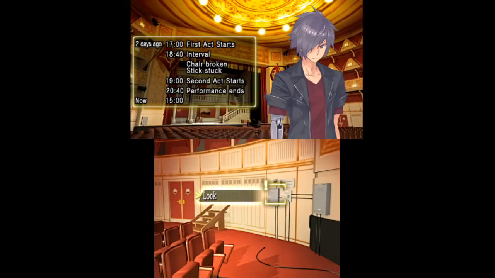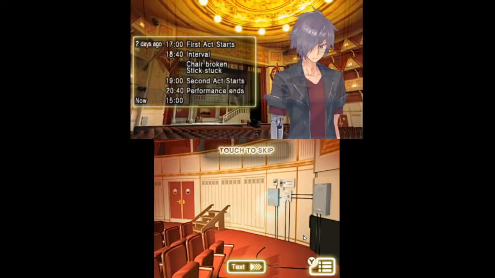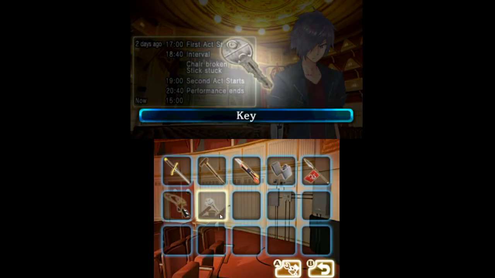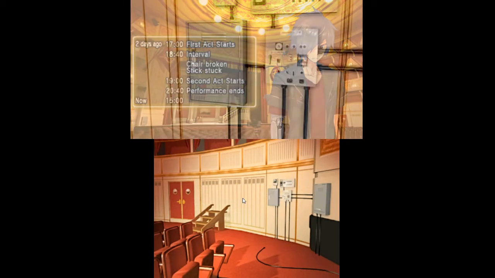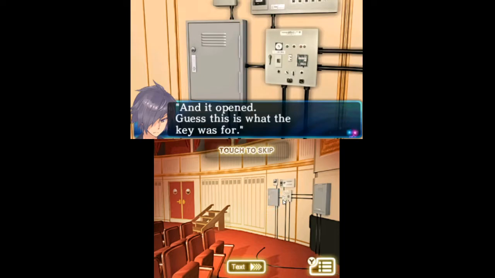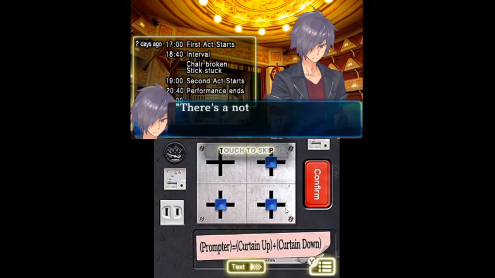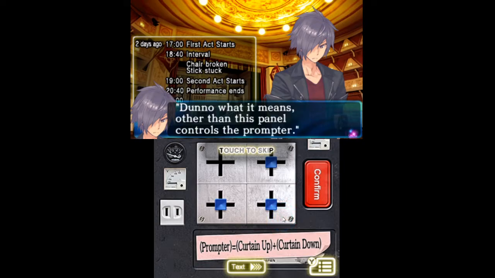继续这个第2章解谜，比我想的要长。第2章大概已经第5期了吧，时间贼长。谜题很坑，但你说它很难吗？它真的只是坑而已。Key use and it open. Guess this is what the key was for. 打开之后看一下，哇！There's a note stuck here. Prompter equals cotton up plus cotton down is what it says. Prompter equals cotton. Don't know what it means other than this panel controls the prompter.